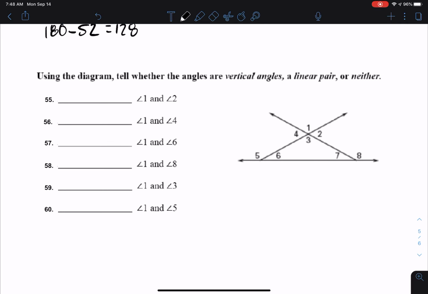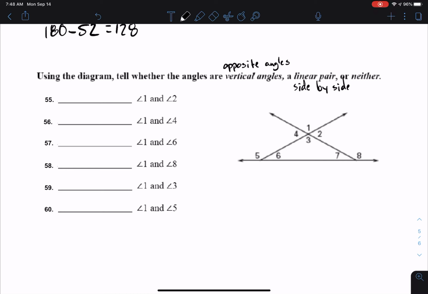Using the diagram, tell whether the angles are vertical angles or a linear pair or neither. I don't think I quite went over that just yet, but I'm going to go over it now. Vertical angles, the easy way to remember, are opposite angles. Linear pair is side by side. Neither means they're neither one of those two things.